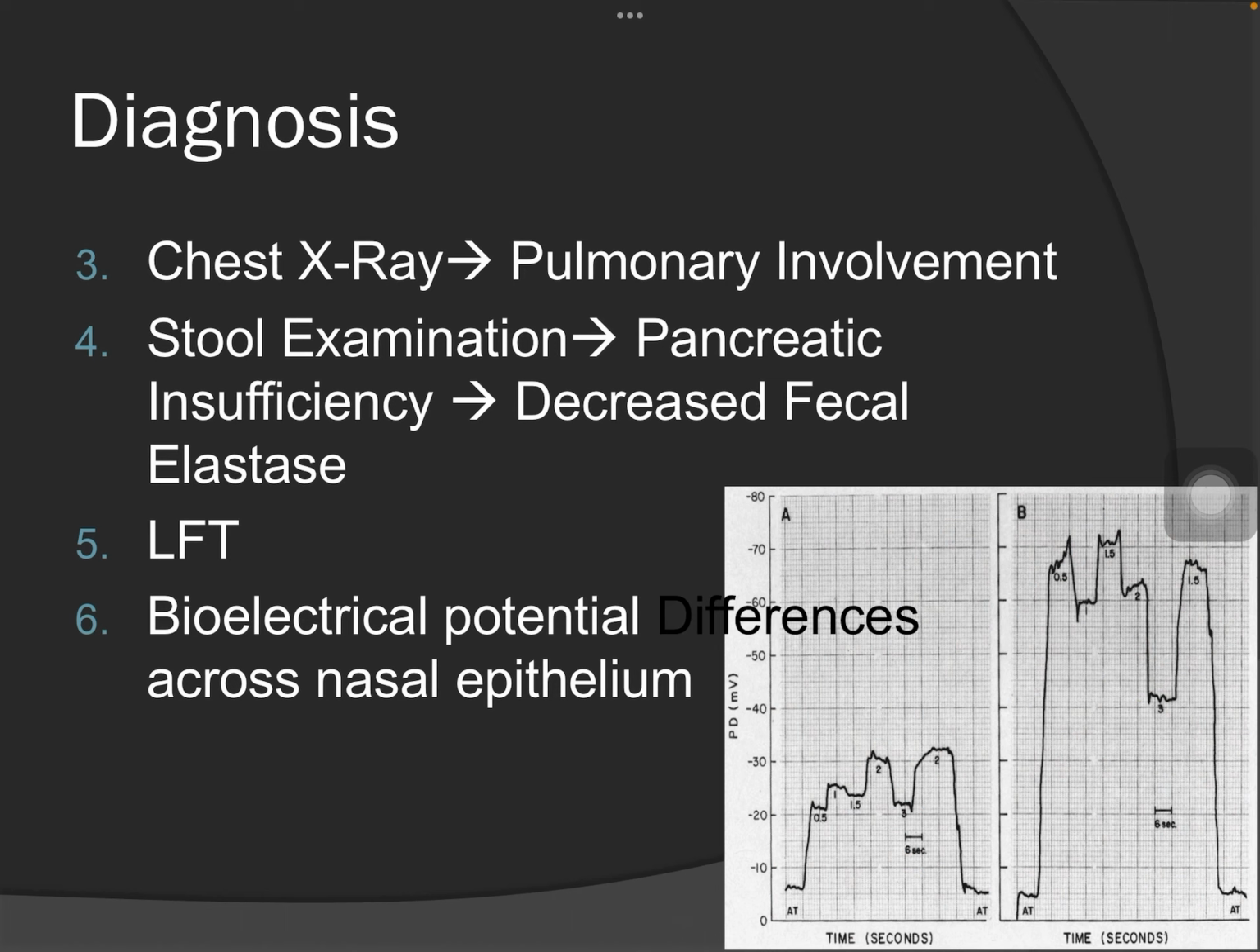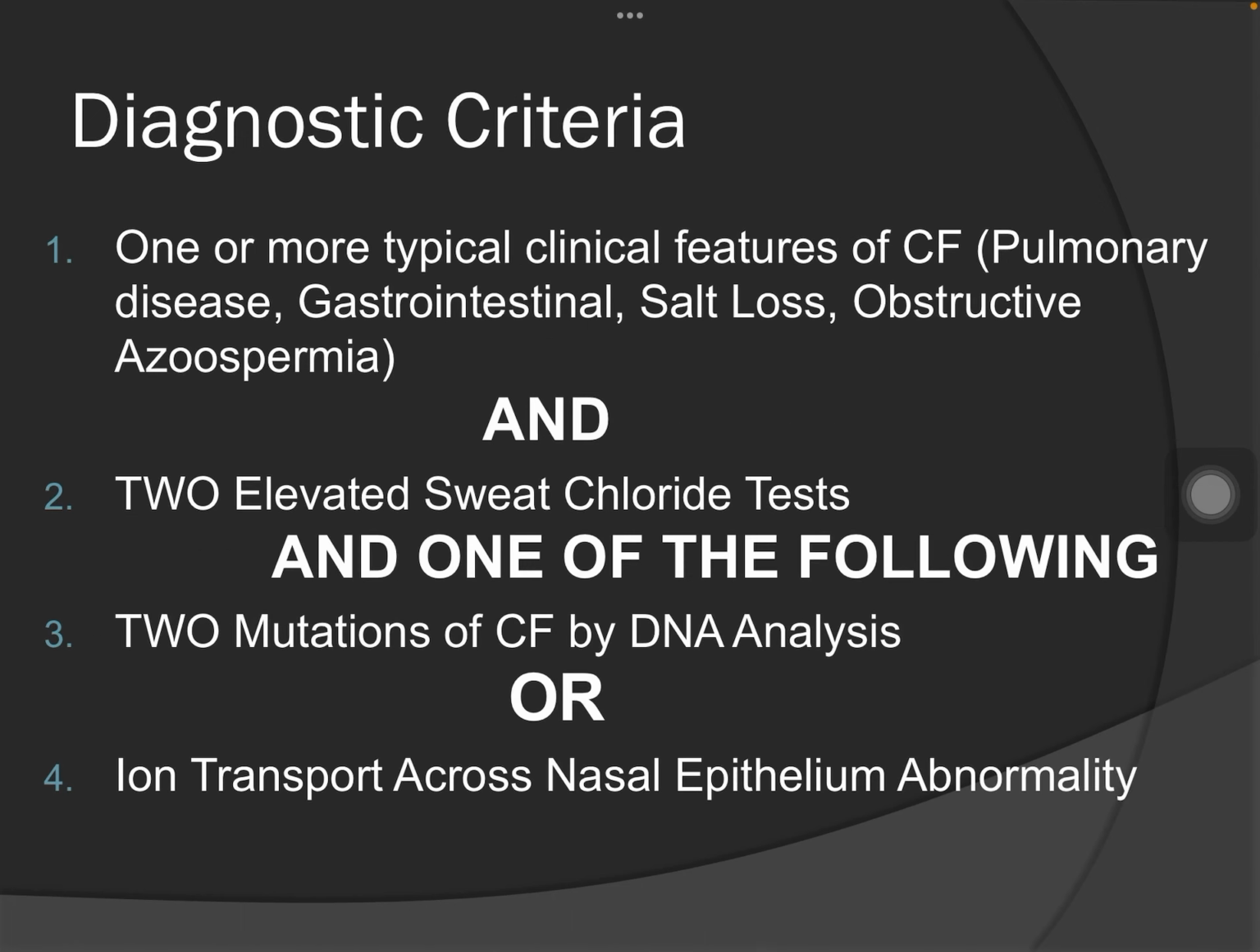We may use the chest X-ray as a diagnostic tool, which will show us pulmonary involvement. And we may have the stool examined, which will show us pancreatic insufficiency by showing decreased fecal elastase. We may also order liver function tests. And there is something that we do not need to know much about, but we have to know that there's a test called bioelectrical potential differences across nasal epithelium. And if you see the picture, in B, there's a high difference. So this is how it will be represented in cystic fibrosis patients.